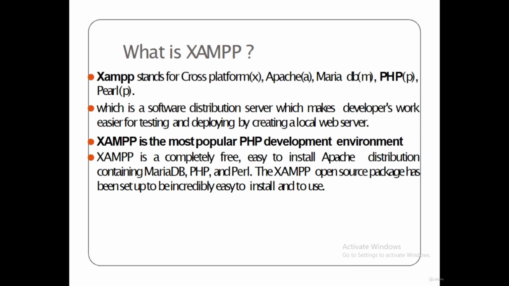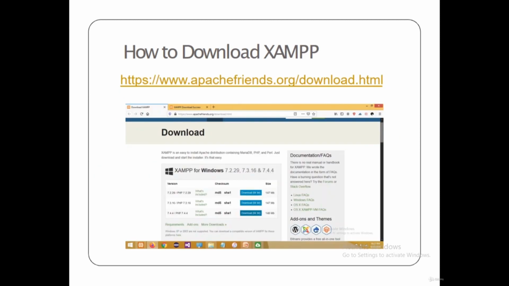XAMPP stands for X, cross-platform; A, Apache; M, MariaDB; and the two P's are Perl and PHP. It is a software distribution that makes work easier for testing and deploying, by creating a local web server. XAMPP is the most popular PHP development environment. It is a completely free, easy to install Apache distribution containing MariaDB, PHP and Perl. The XAMPP open source package is incredibly easy to install and use.